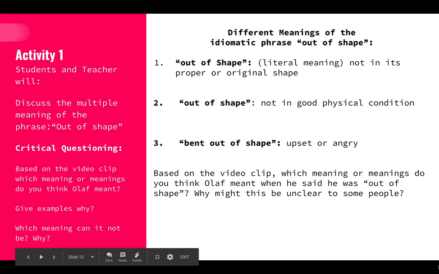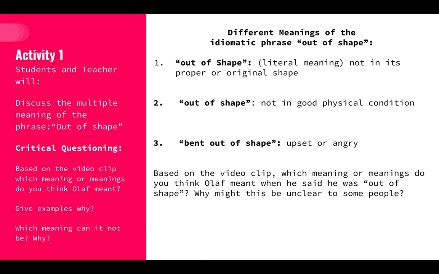As a class, we would go over these different meanings of this idiomatic phrase, out of shape. The first meaning, the literal meaning, means not in its proper or original shape. The second meaning, out of shape, is not in good physical condition. And also we've included the term bent out of shape, which can mean upset or angry.